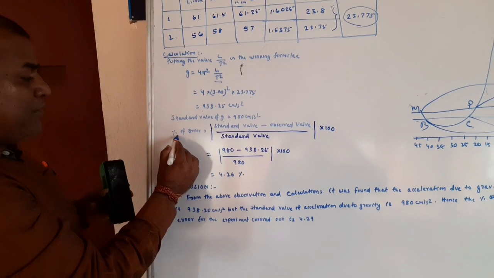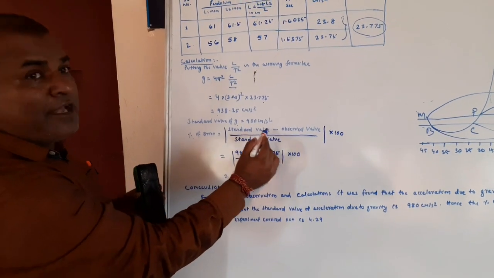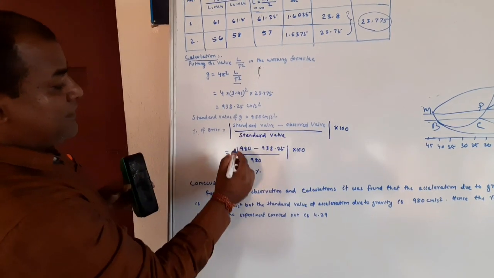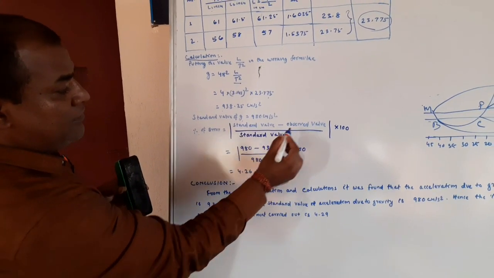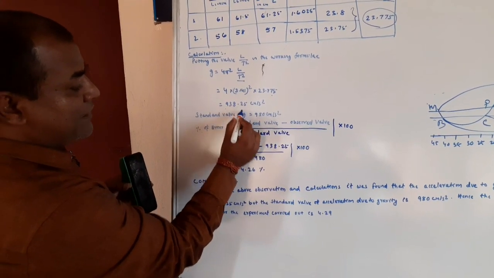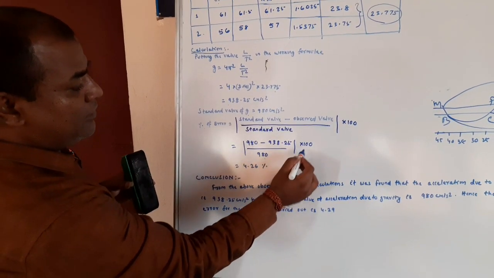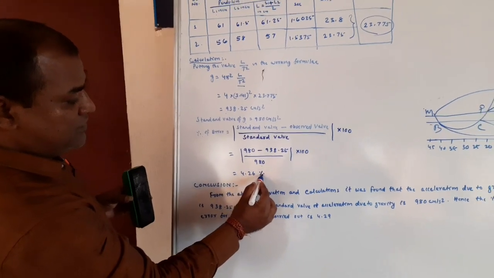So we have to find the percentage of error, that is (standard value minus observed value) by standard value into 100. The standard value is 980, the observed value is 938.25, divided by the standard value 980, into 100, that is 4.26 percent.